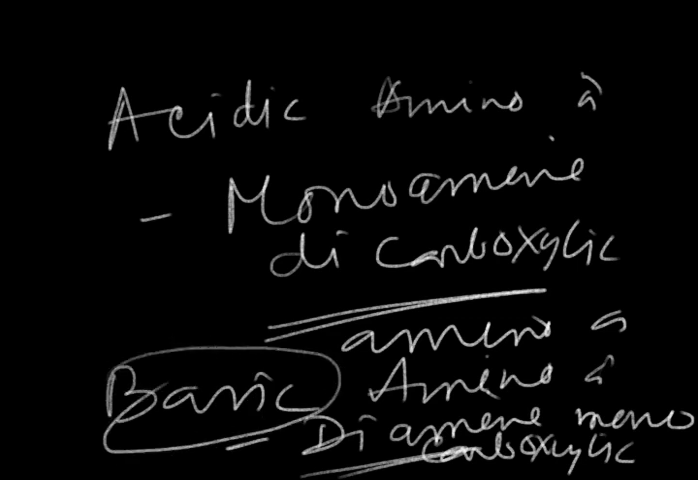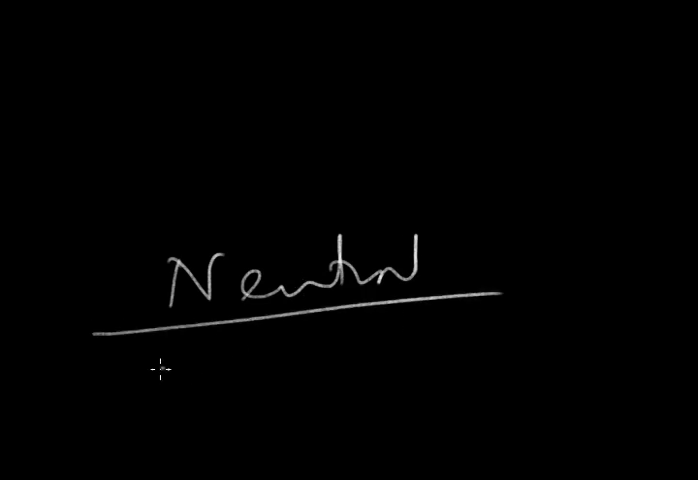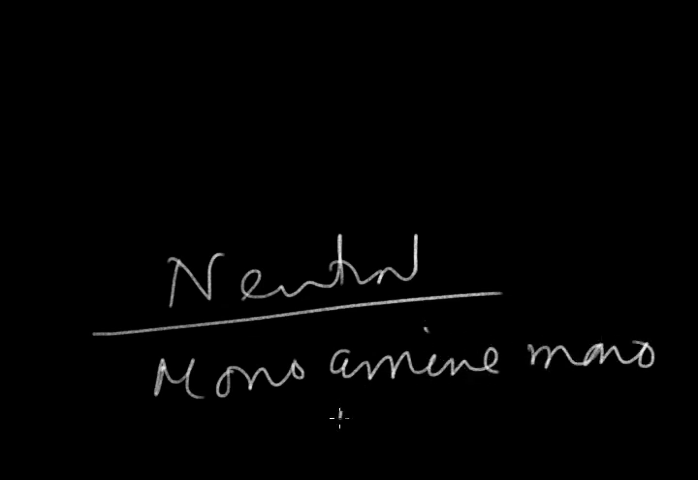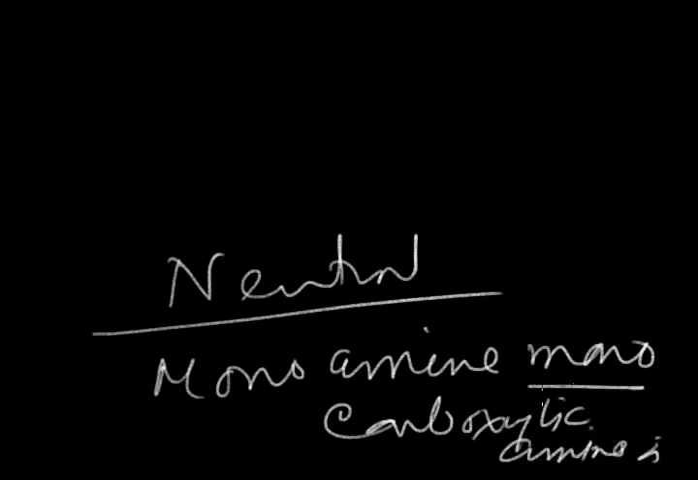On the other hand, if it is neutral, then the acid and the basic groups must be equal. Monoamine, monocarboxylic amino acids. Whenever you say monoamine and monocarboxylic, the amine and the carboxylic groups are equal, so they must be neutral in status.